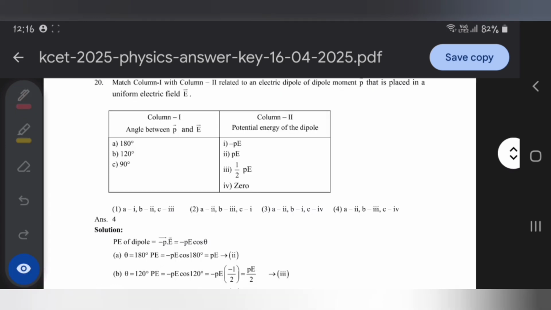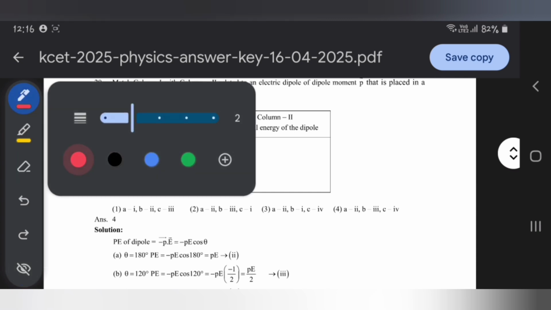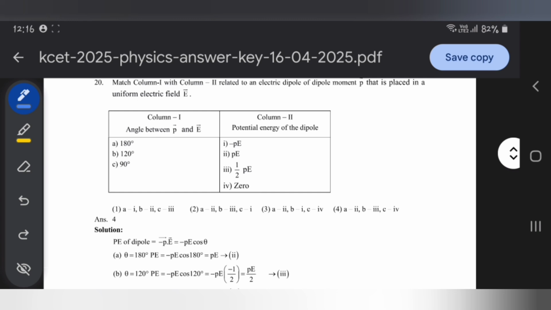So this will be the last question for part 1 of this video. I'll come up with part 2 if possible, and let's discuss the rest there. So this is the last question for now. Let's quickly look at that. Here, what are they telling? Match column 1 with column 2, related to electrical dipole, dipole moments and electrical field.